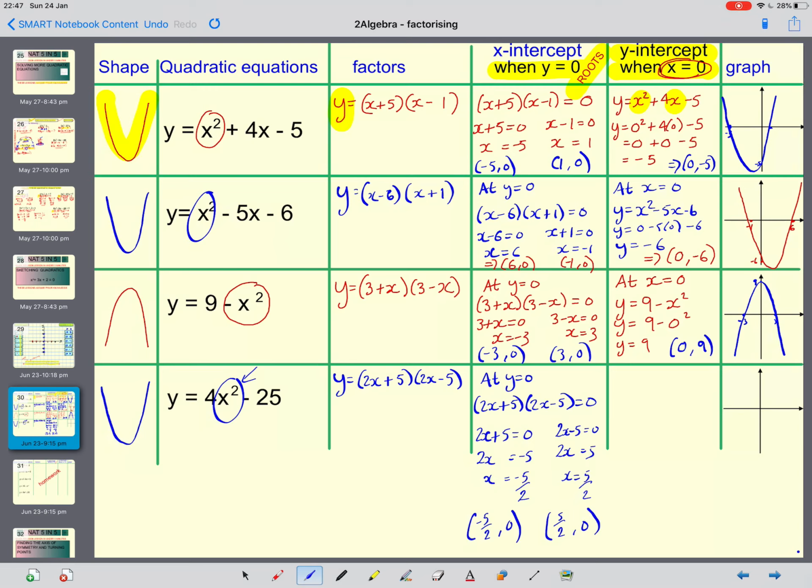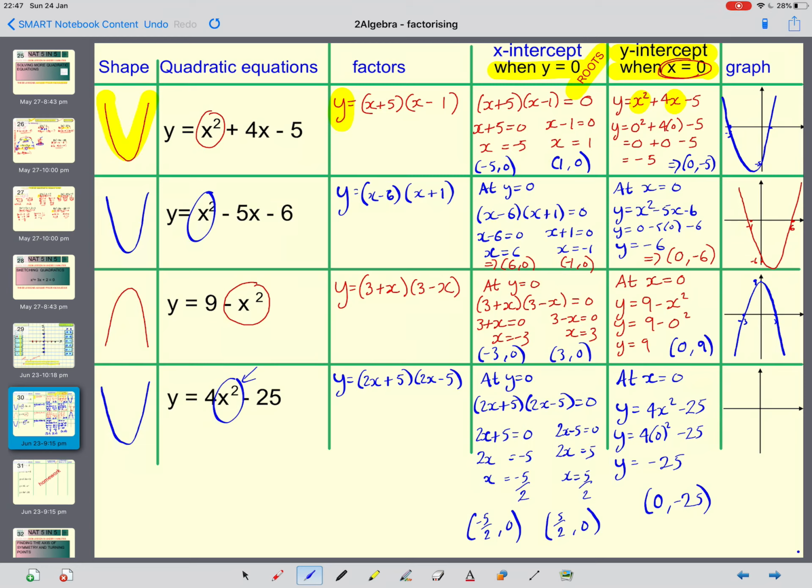The next one, the y-intercept, that happens at x equals 0. Write your original quadratic equation. What's going to happen here? I think you can see the pattern happening. So 4 multiplied by 0 squared, and then 25 is taken away. Anything multiplied by 0 is just 0. So your y equals negative 25. Again, if you want to write a coordinate for that, your x was 0 and your y was negative 25.